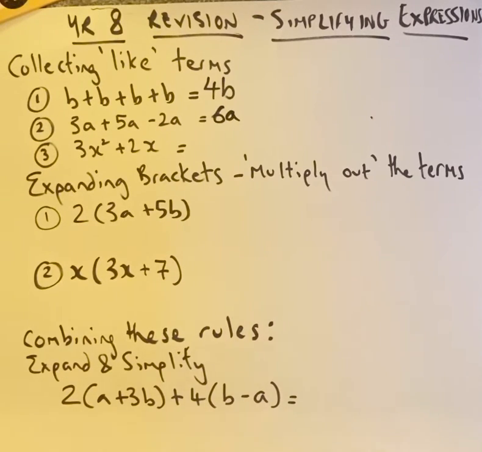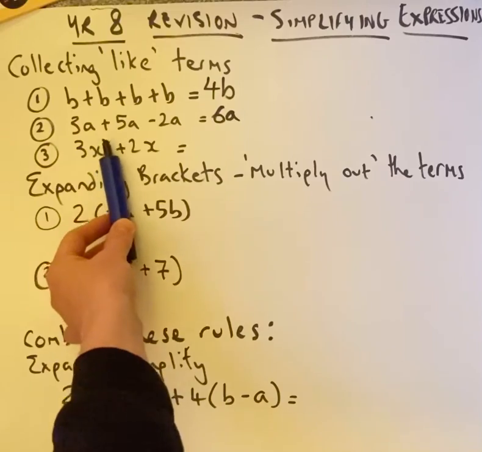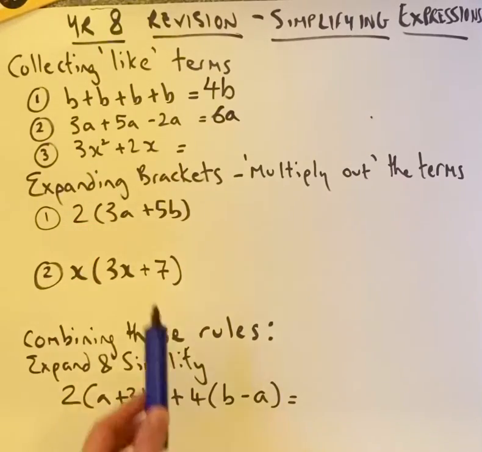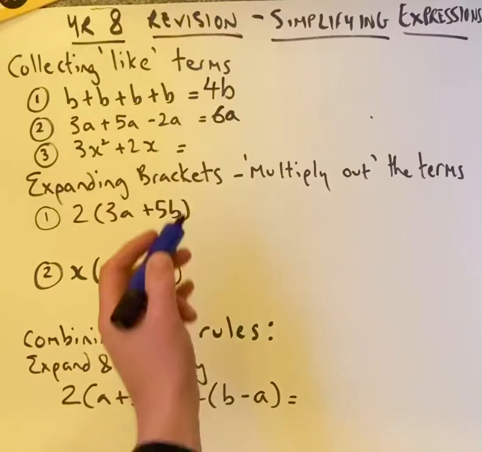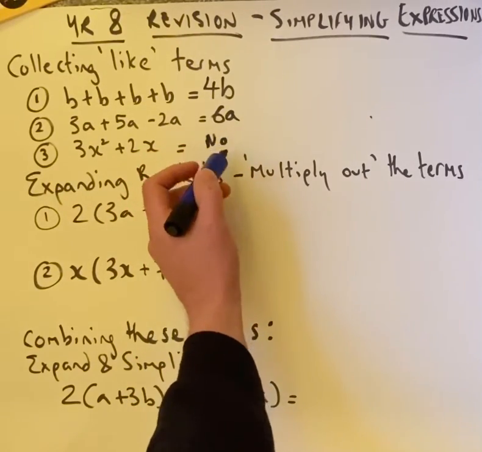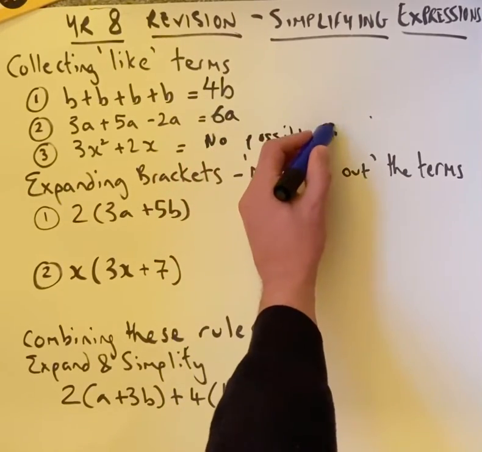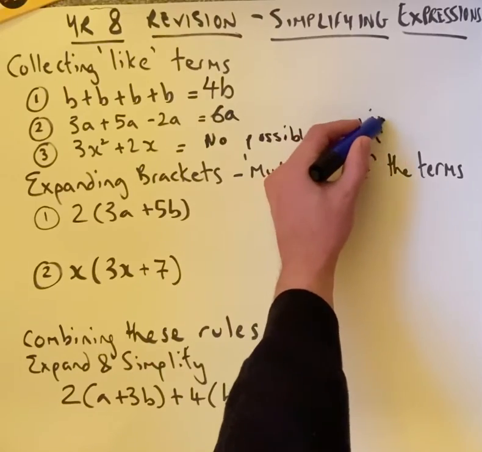The next one I've put in just as an example of when we can't simplify. So although these terms look similar, you can see that this is a squared term because it's 3 lots of x squared, and this is just an x term. And so even though they look similar and they've got an x in them, one is a squared term and one is just an x term. So there isn't really a way of simplifying them. So I'm going to write no possible simplification.